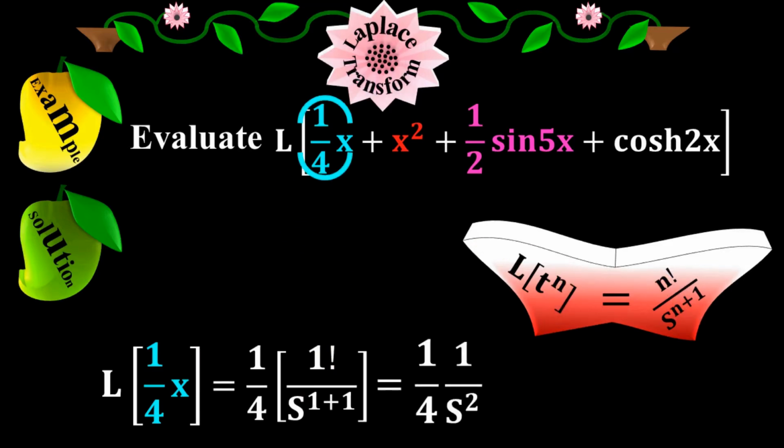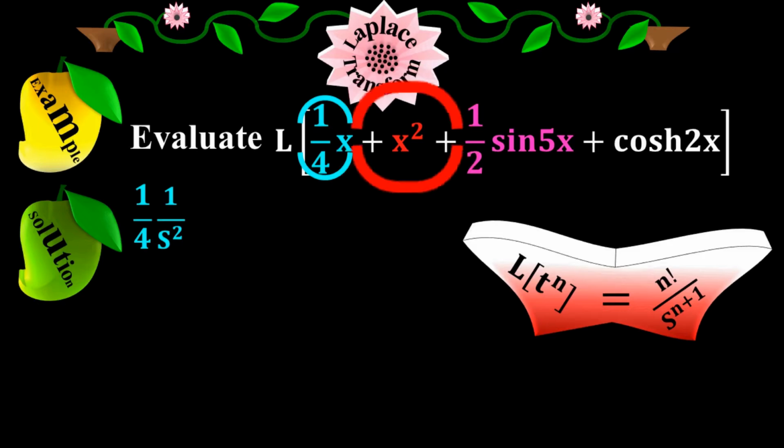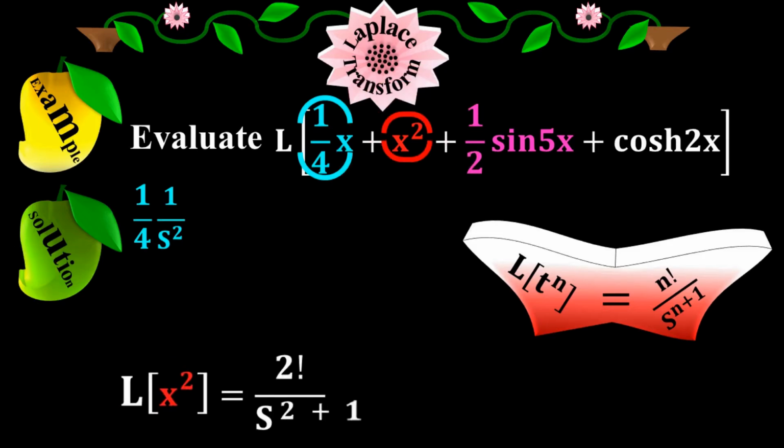So the Laplace of 1 over 4x equals 1 over 4 times 1 over s square. Just put it here. Now I'm going to take x to the 2, which is also an algebraic function. Laplace of x to the 2 equals 2 factorial over s to the 2 plus 1. Again, I applied the first elementary condition here, where the value of n is 2, so it equals 2 over s cubed. That's how the Laplace of x square equals 2 over s cubed.